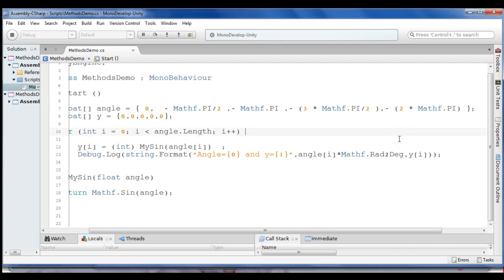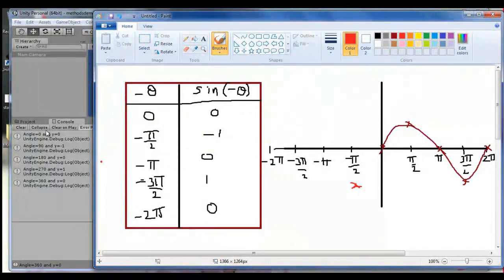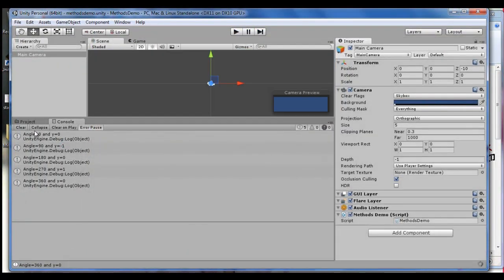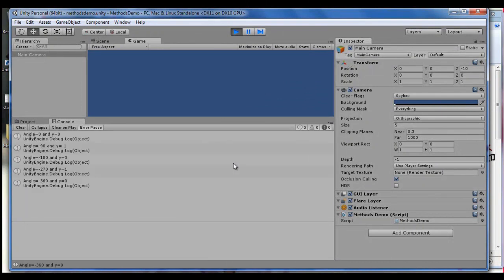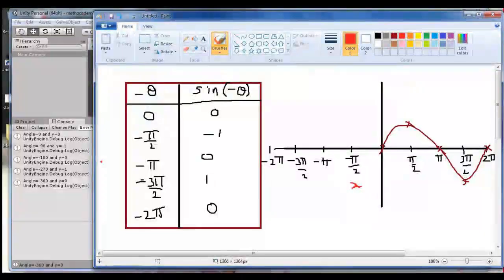Let us check whether it is displaying minus or not. Let me clear this and run the code. Yeah, we got 0, minus 90, minus 180, minus 270, minus 360. On minus 90 we have y as minus 1, on minus 180 that is 0, on minus 270 we have the value 1, and on minus 360 we have the value 0, and we have a graph something like this. We have just flipped the y-axis.